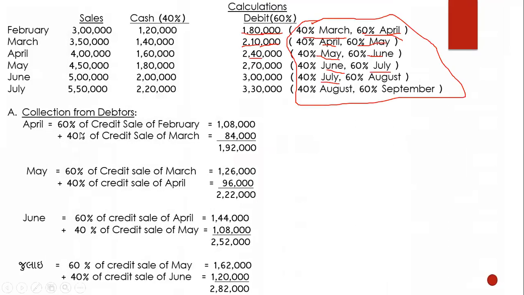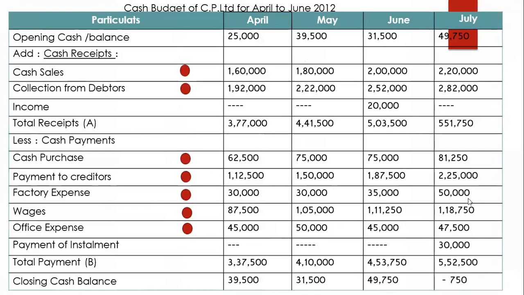Here it is given in the cash sales. So we have to consider the cash sales for April, May, June and July: 1,60,000, 1,80,000, 2 lakh and 2,20,000. So we will write down 1,60,000, 1,80,000, 2 lakh and 2,20,000.